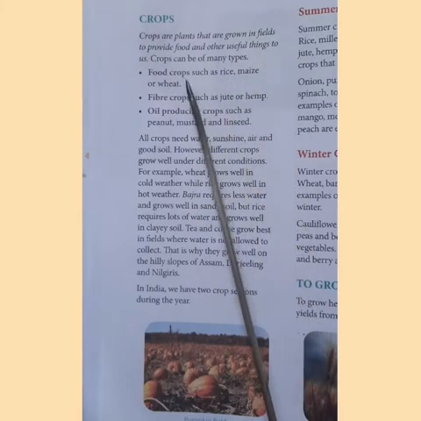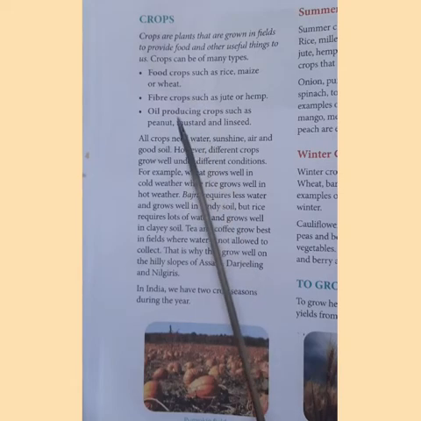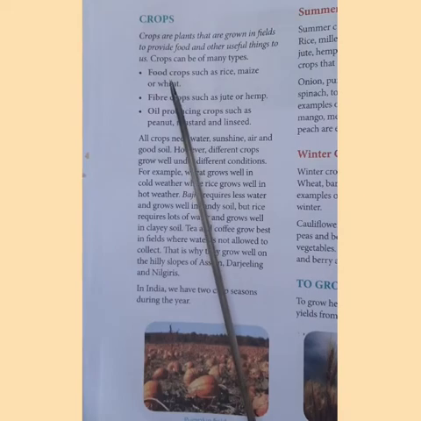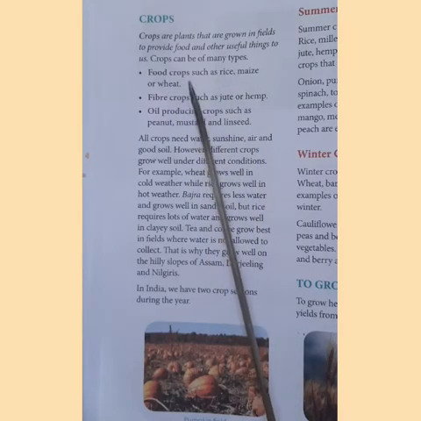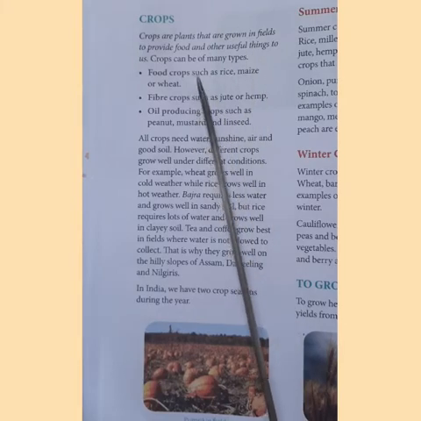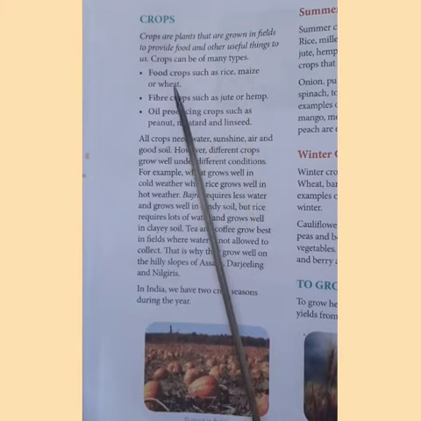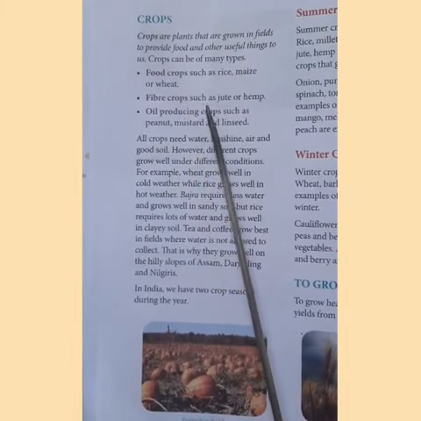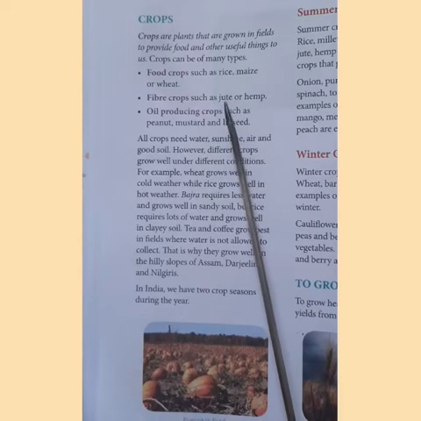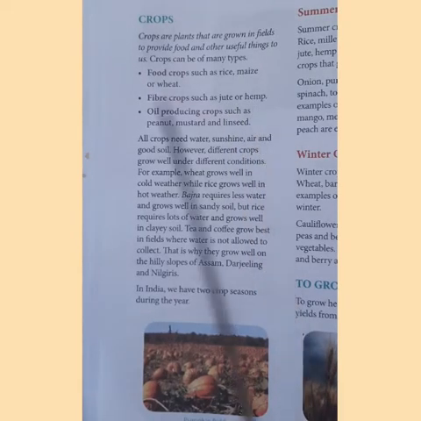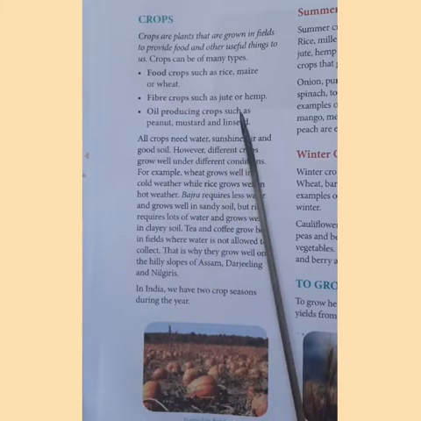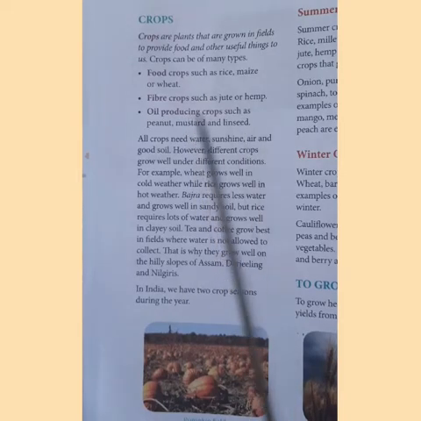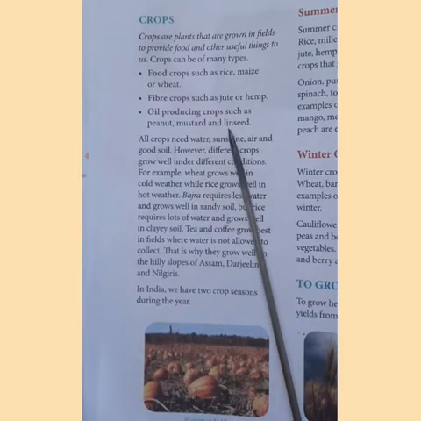Crops can be of many types. For example, it may be food crops or fiber crops or oil producing crops. And food crops provide us mainly with food. It may be like rice, maize or wheat. Whereas fiber crops give us mainly fiber rich materials. It may be jute or hemp. Oil producing crops give us mainly oil rich foods. It may be peanut, mustard and linseed.